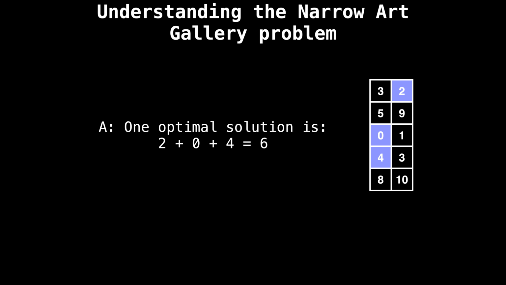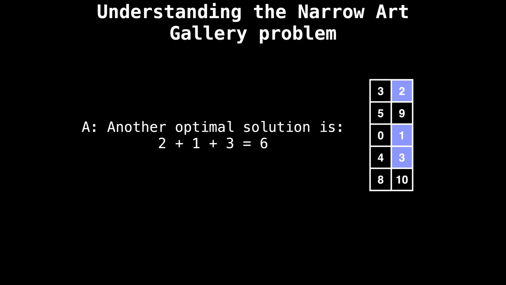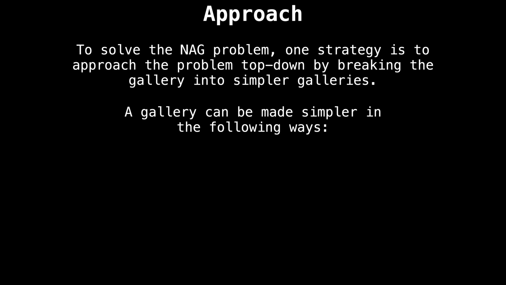One optimal solution is to close the rooms valued 2, 0, and 4 as shown on this slide, but you could have also closed the rooms valued at 2, 1, and 3 for the same answer. Typically, there are two main ways to approach dynamic programming problems, which is either top-down or bottom-up. In today's approach, I'm going to focus on the top-down approach because it feels more intuitive to me, even though the bottom-up approach should yield the same recurrence relation.